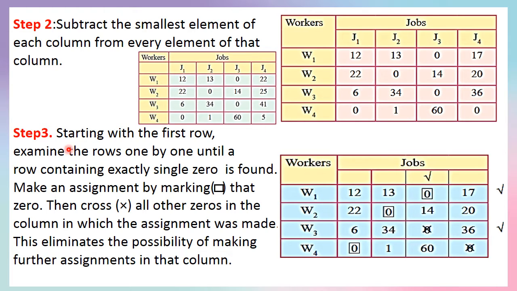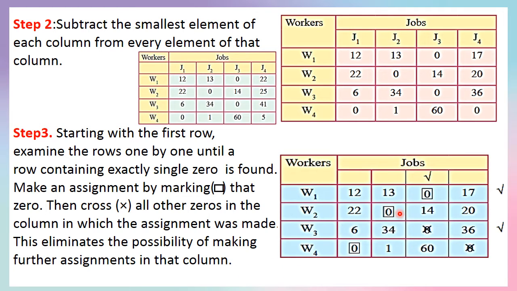Now step 3. Starting with the first row, examine the rows one by one until a row containing exactly a single 0 is found. Make an assignment by marking a box around that 0. Then cross all the other zeros in the column in which the assignment was made. This eliminates the possibility of making further assignment in that column, that is repetition. We have to assign the job to exactly one worker, one job to one worker.